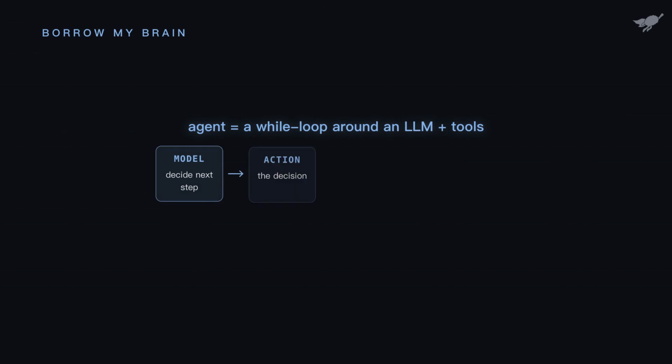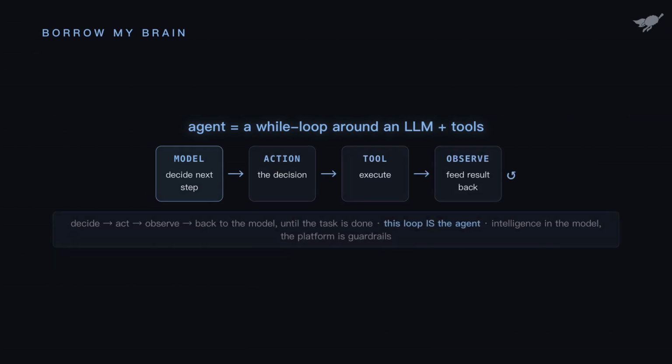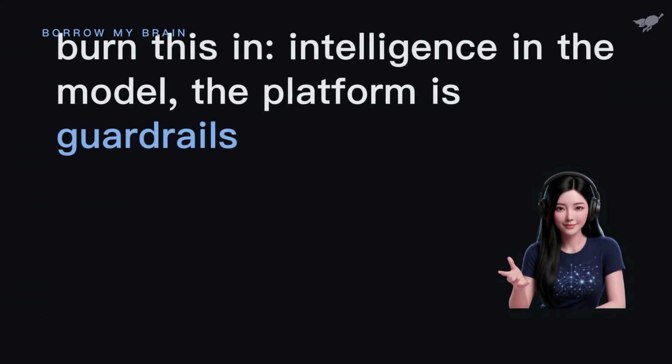An agent, when you get right down to it, is just a while loop around an LLM. Plus, the ability to call tools. The model decides what to do next. The loop goes and executes it, feeds the result back to the model, and goes around again until the task is done. That's simple. So what is an agent platform?